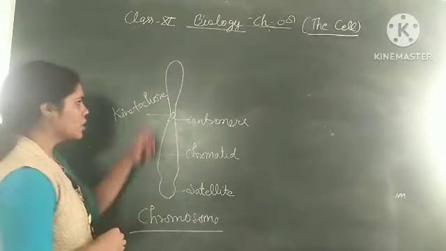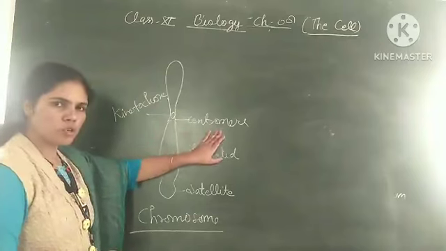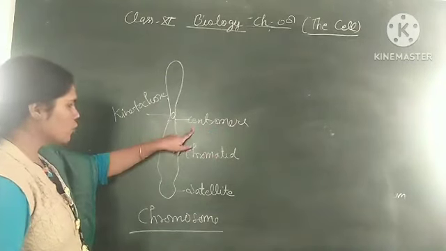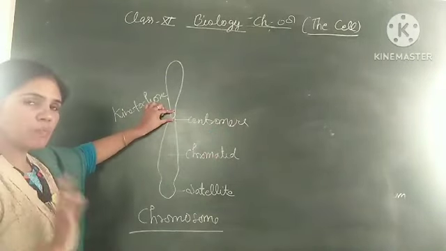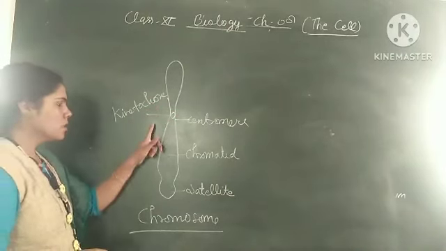One chromosome contains two chromatids, and the central constriction is known as the centromere. At the centromere there is a proteinaceous plate present. This proteinaceous plate is known as the kinetochore.